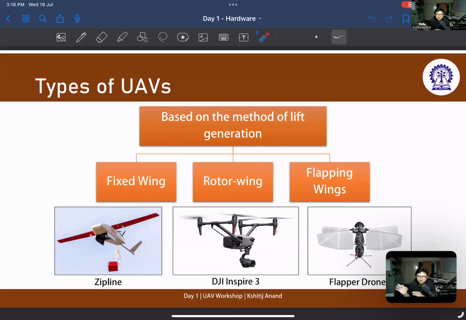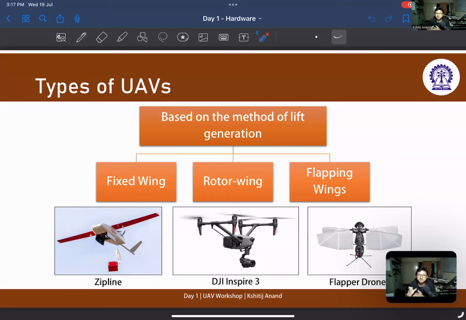There are multiple bases you can classify UAVs on, but the most important basis on which you classify UAVs is the method of lift generation. And in today's discussion, we are going to talk about three methods. I'm pretty sure that you are aware of the first two methods, that is fixed wing and rotor wing. And the third method, which is the flapping wings, is a relatively recently developing field. I myself have done my bachelor's thesis, my master's thesis, and most of my research is centered on flapping wings.